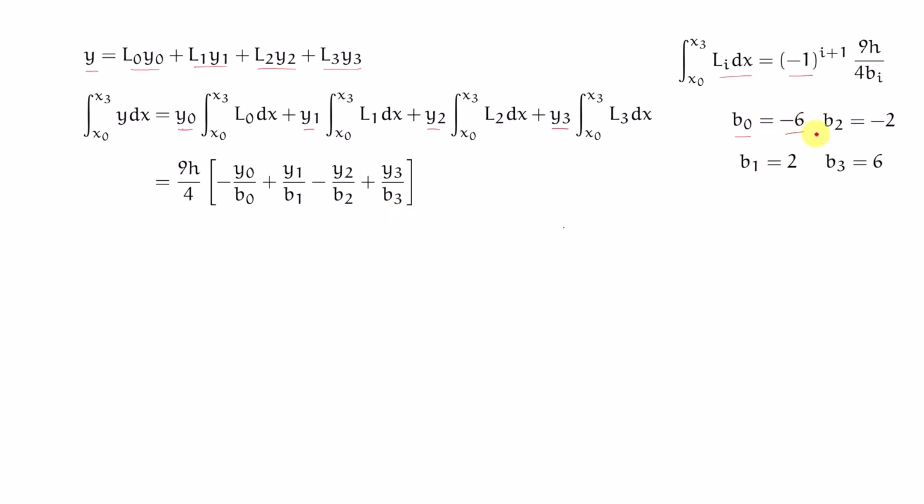I can now plug the values of these b's, and once I do it, the 6 will come. I multiply with 6 and I get this expression. This is the expression of Simpson's 3/8, 3h by 8, y0 plus 3y1 plus 3y2 plus y3. You can now understand why you call this 3/8 rule, because of this 3/8 that is appearing at the beginning of the expression.